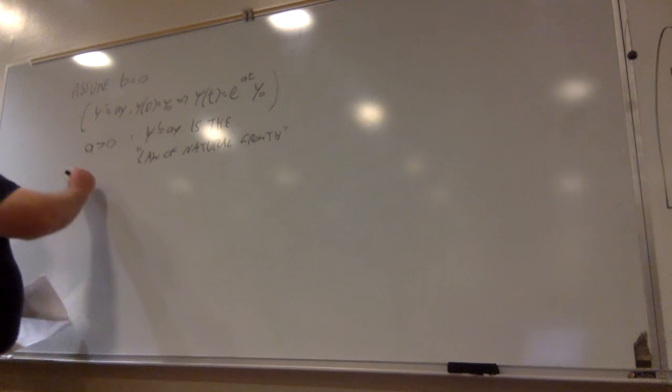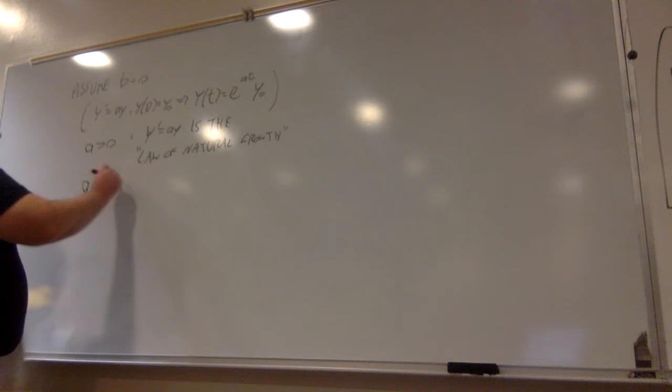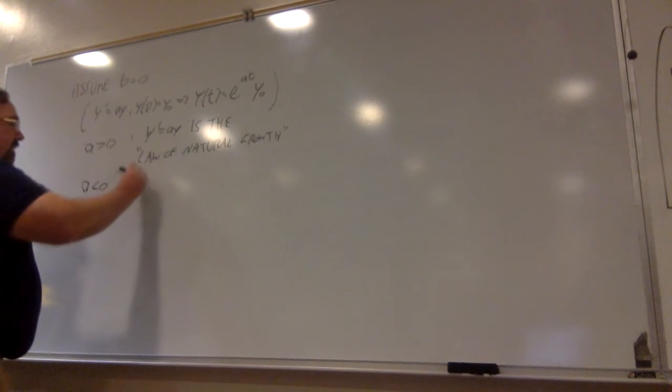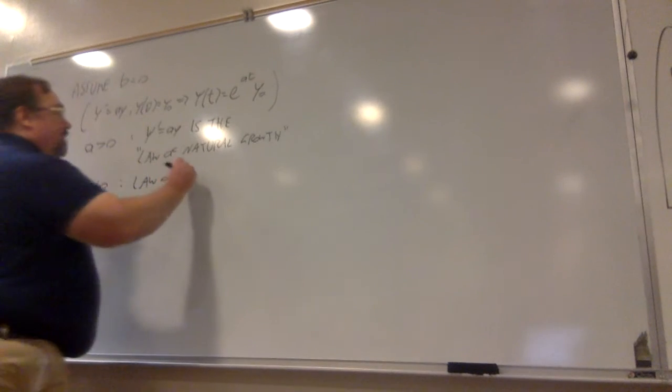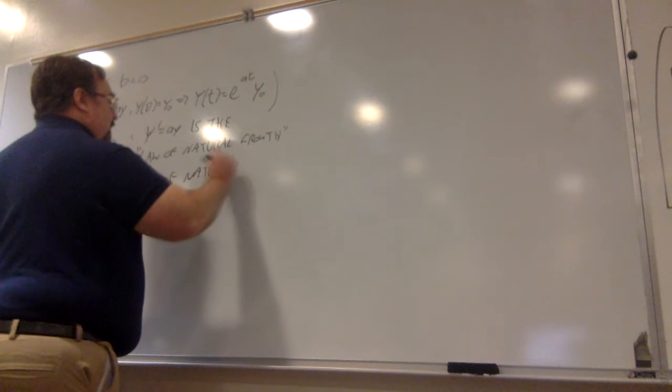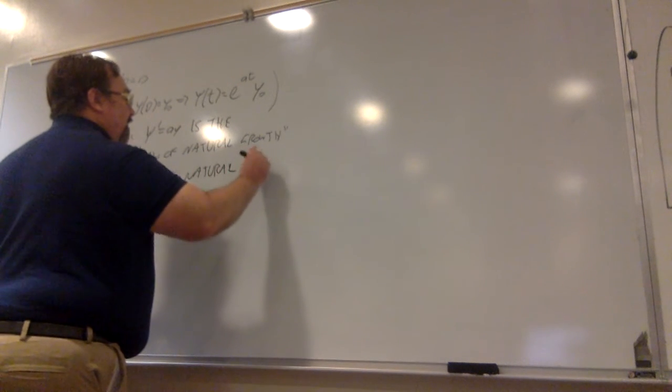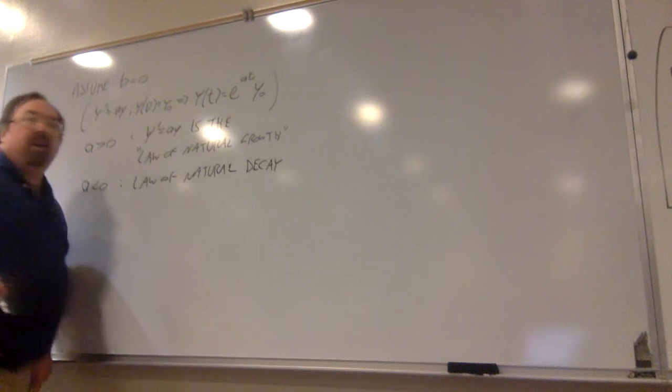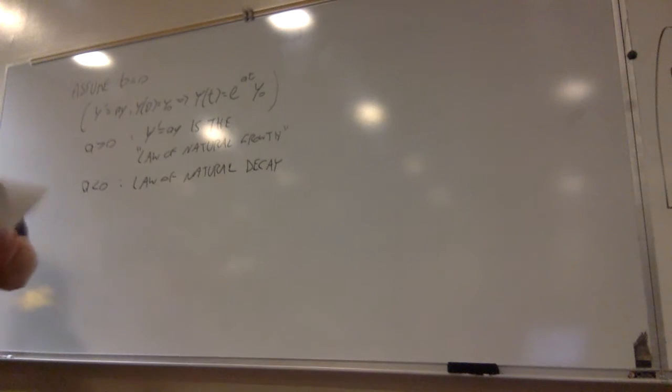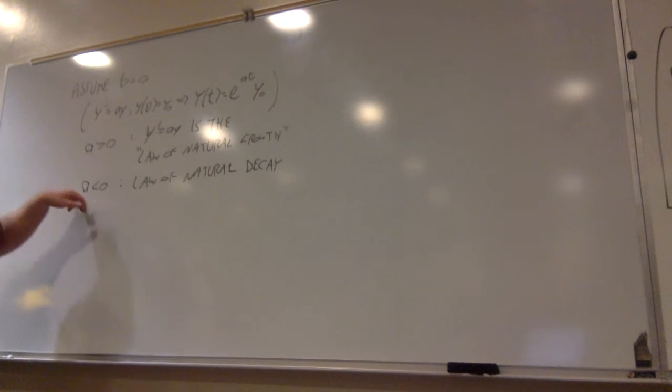Okay, if A is negative, then it's going to go the other way. Then it's the law of natural decay. So a population that's about to die out, or other situations, the amount of a radioactive substance. If you know the half-life of a radioactive substance, then you can figure out what the constant A would be, and it would be negative. And you can model how much of a substance will remain at a certain time in the future.